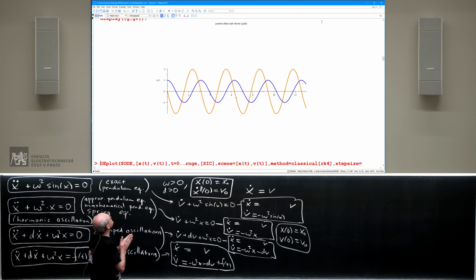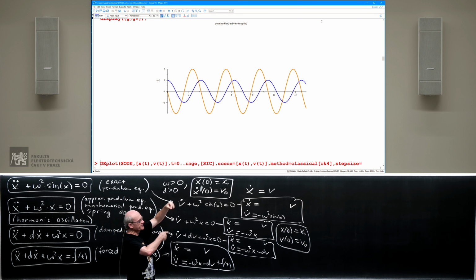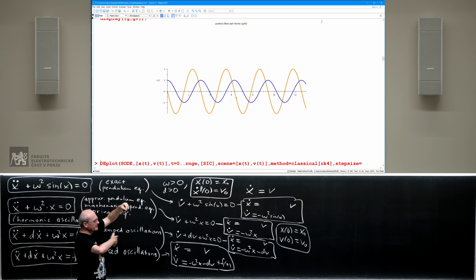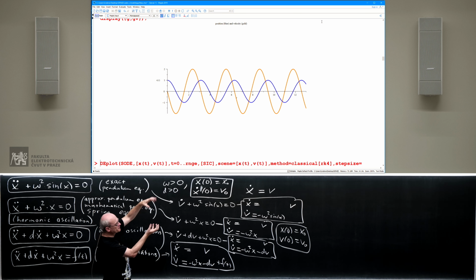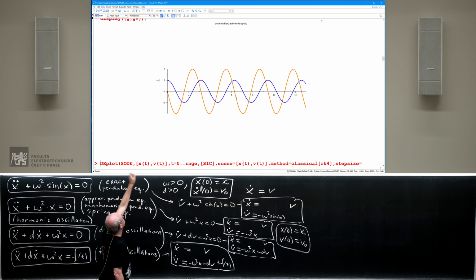In this picture, we can see in blue the displacement, which means the angle for the pendulum, or if you want, it can actually be the displacement, the actual displacement. There is a simple transformation by a constant. Or it could be the position of the mass on the spring, easily. Now, the golden curve, that's the velocity.